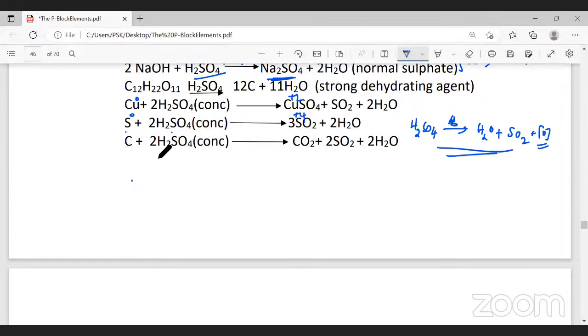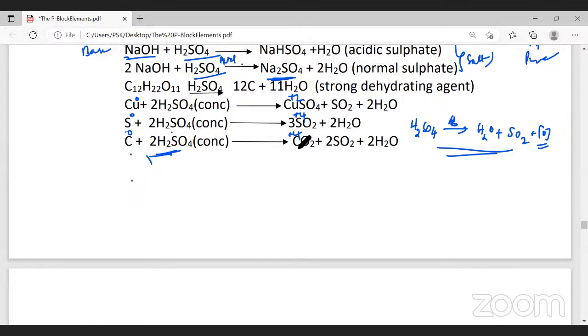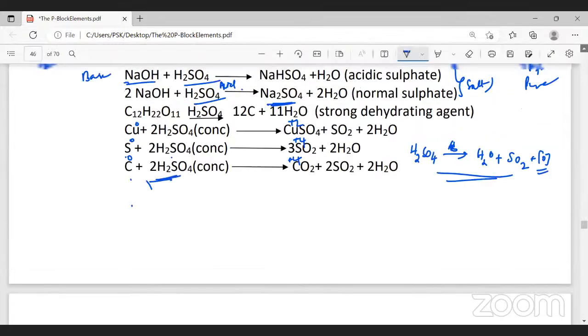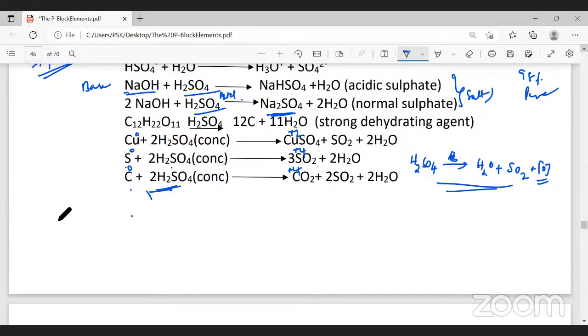Likewise, carbon, when you treat it with concentrated sulfuric acid, carbon is oxidized to carbon dioxide. Carbon charge is 0. In carbon dioxide, the charge of carbon is +4. So an increase in charge is called oxidation. So concentrated sulfuric acid is a good oxidizing agent. These are the properties of sulfuric acid.